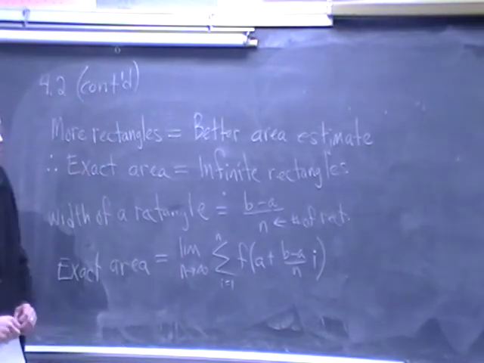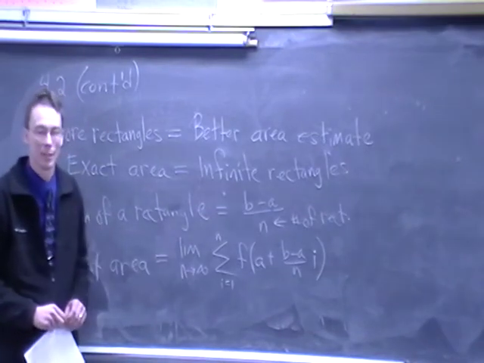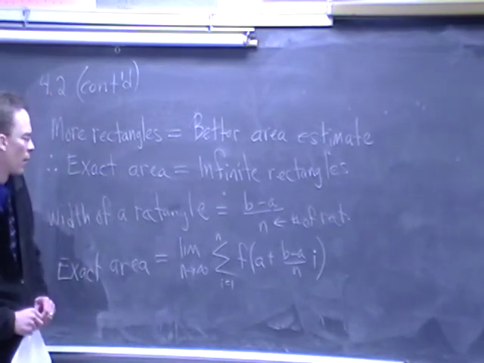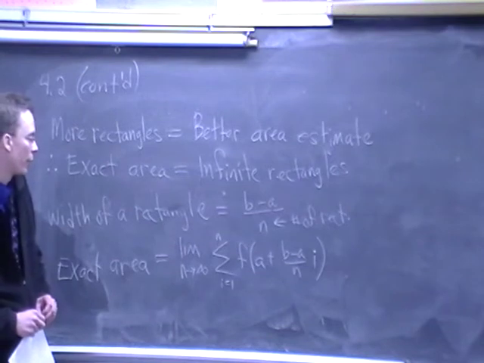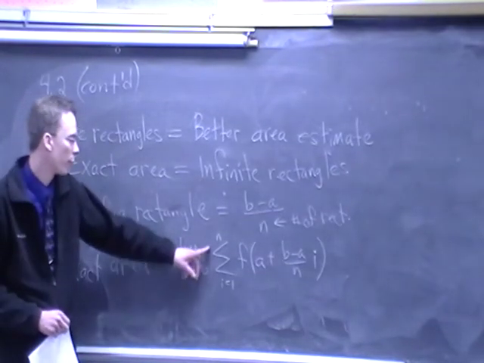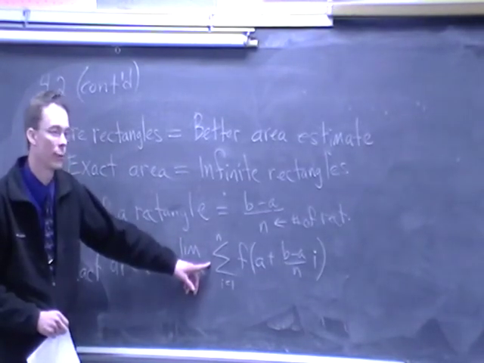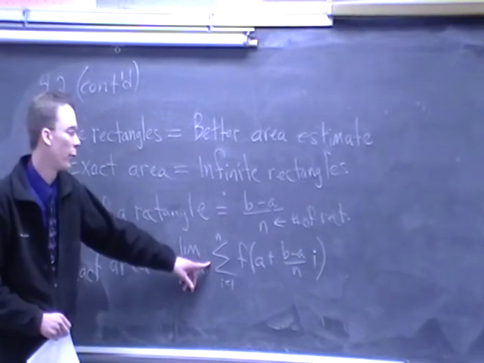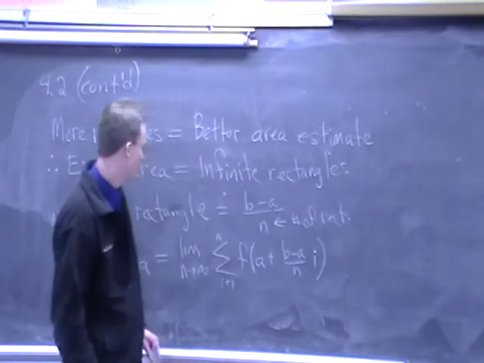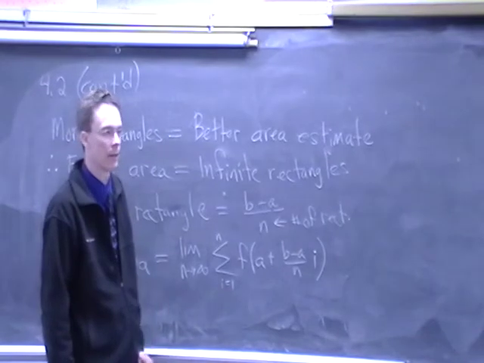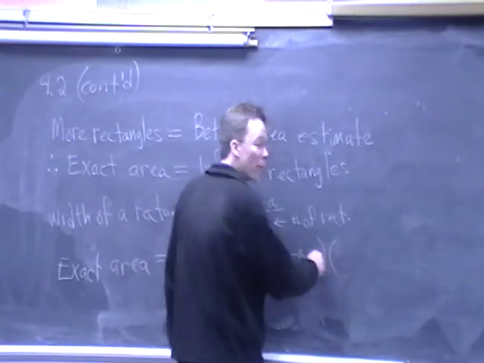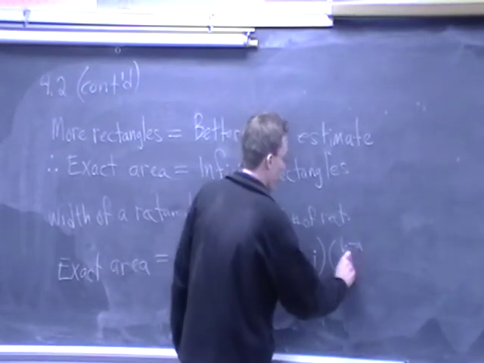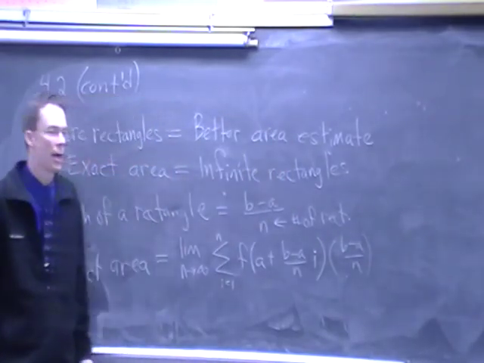So we're not going to do this manually. We're going to look for the algebra to do it for us. I'm also leaving off the width. Normally on 4.2 we were generally putting the width out front because it was a constant. Whether you put it out front or inside doesn't make a difference. Since I didn't put it out front, I better put it inside. So we're going to multiply that by the width of a rectangle, which we've already said is just b minus a over n.